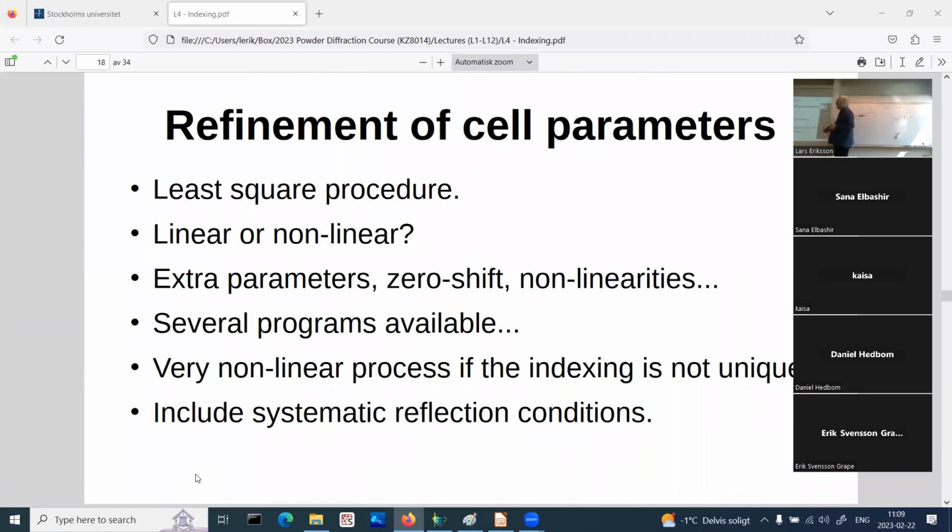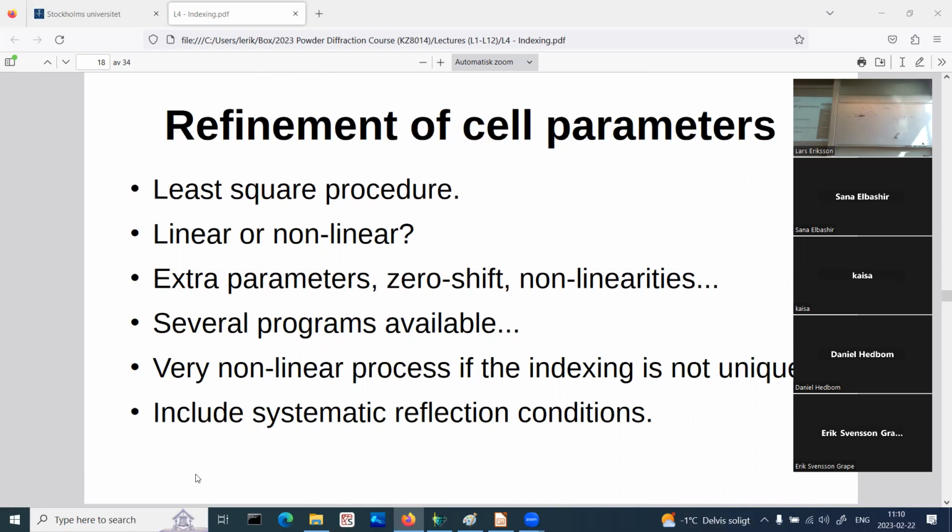Once we have found a unit cell, we can refine it. It's a simple least squares procedure for refinement of the parameters. It can possibly be made linear or non-linear, but it can be done with a linear model, so why not that? If we define it in terms of A and B, then it becomes non-linear. But maybe you need extra parameters, like zero shift, height shift, or zero-point error.